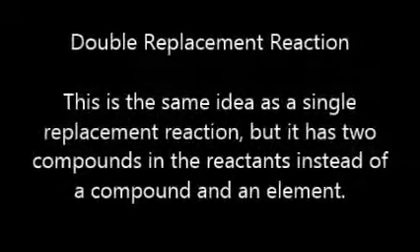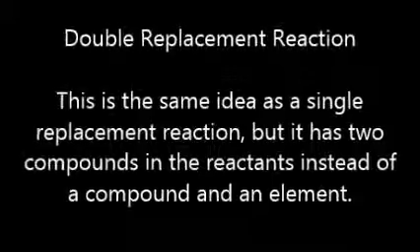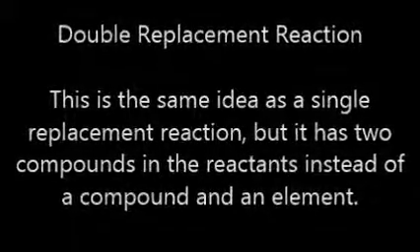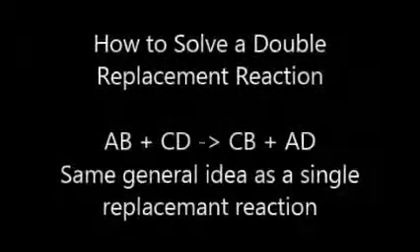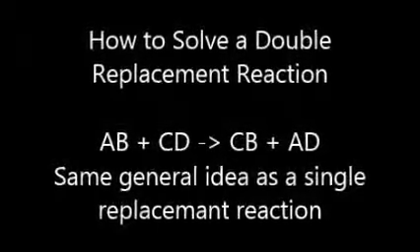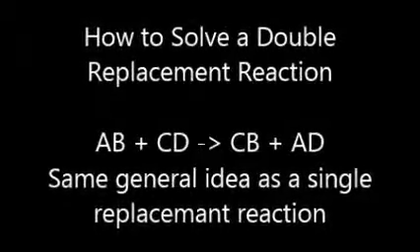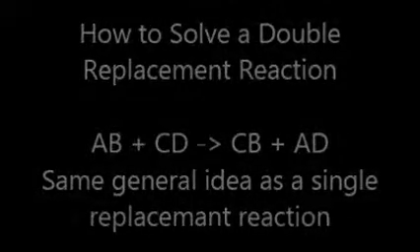And now moving on to the double replacement reaction. This is the same idea as the single replacement reaction, but it has 2 compounds in the reactants instead of a compound and an element. And this is how you would solve a double replacement reaction. AB plus CD yields CB plus AD. Same general idea as a single replacement reaction.